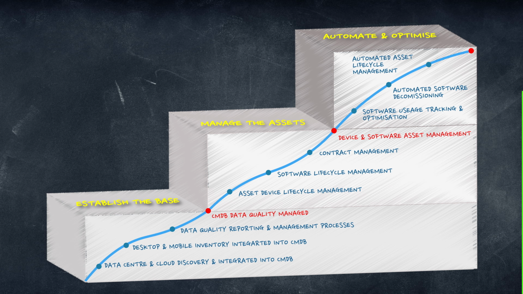Keep in mind that not all asset types are equal, so it is perfectly feasible and advisable to take on hardware asset management through such a roadmap before opting for more complex and intricate asset types such as software.